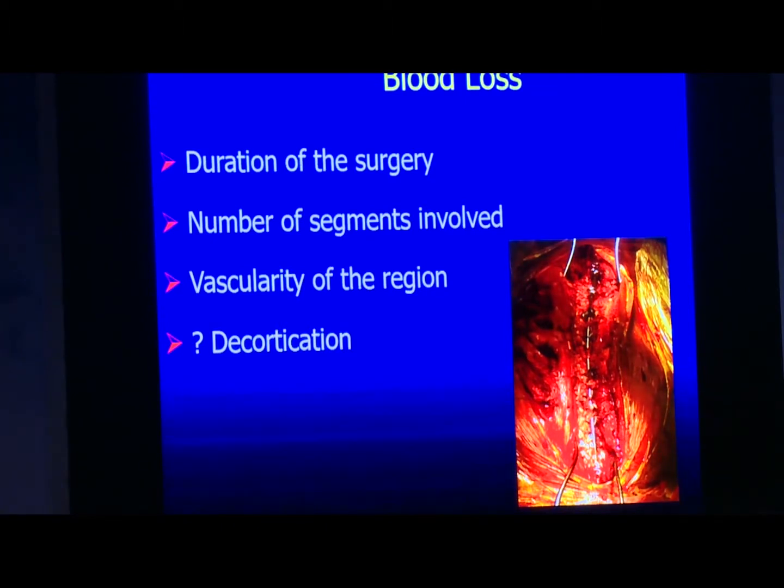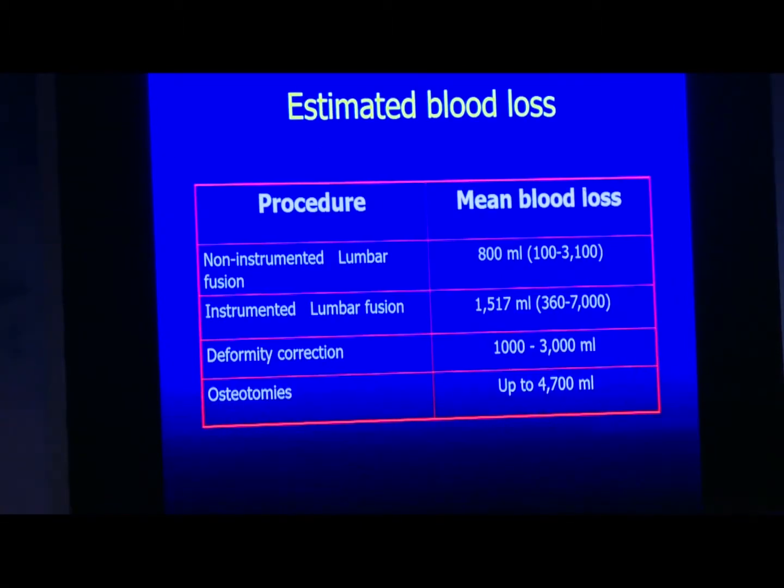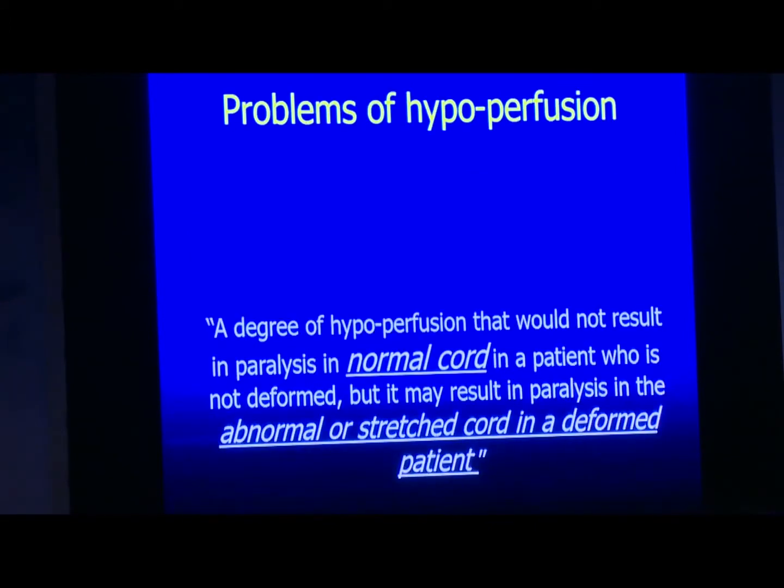So one important point that you need to ask the surgeon beforehand is, are you going to decorticate? The minute they say decorticate, it's definitely a liter or more of blood loss. For an average scoliosis correction, the loss is anywhere between 1000 to 3000 ml.